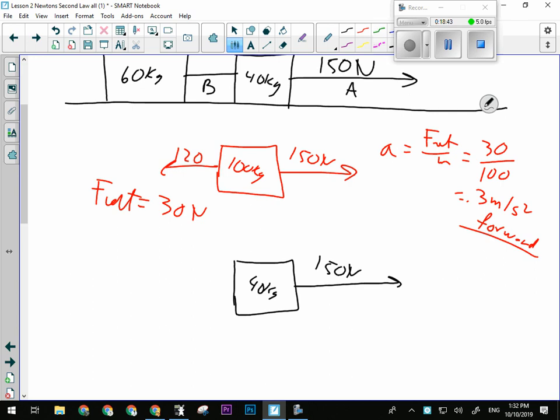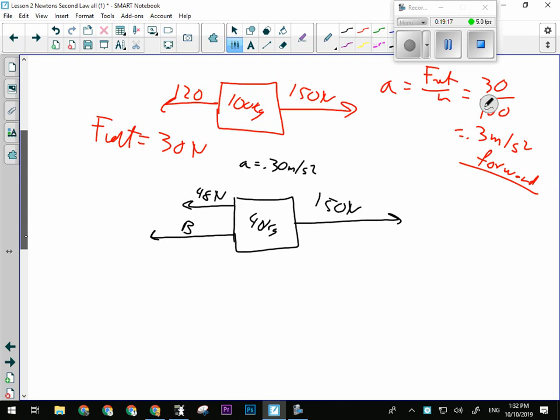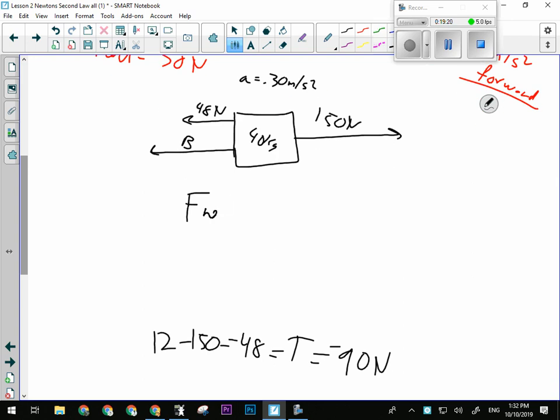It tells us that the force of friction acting on it is 48 newtons, and cable B is the other force that is pulling back on the 40 kilogram block. Now, I also know that the acceleration of this block is 0.30 meters per second squared. Since I know its acceleration and its mass, what can I find? F net. Yeah, I can find the net force acting on just the 40 kilogram block. The reason that's important is because I'm going to need the net force if I'm going to find the force I'm missing.